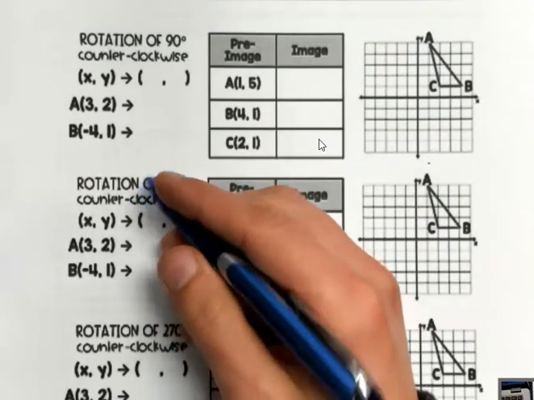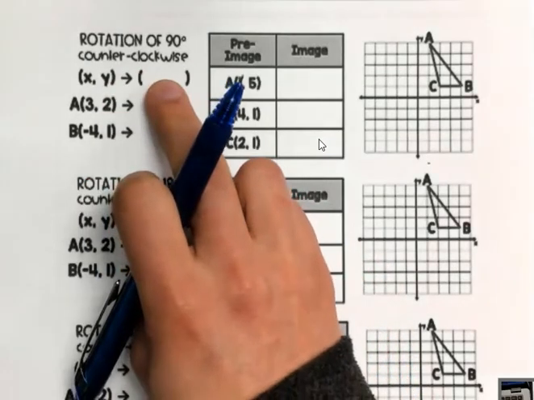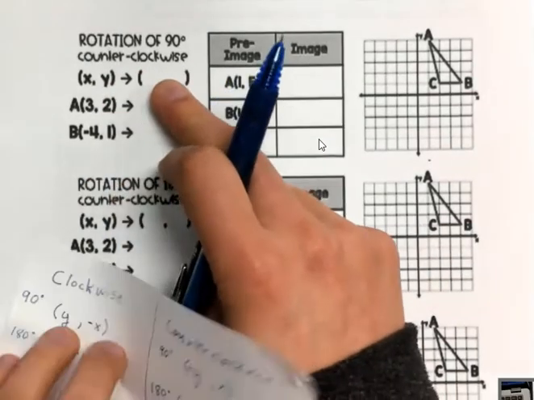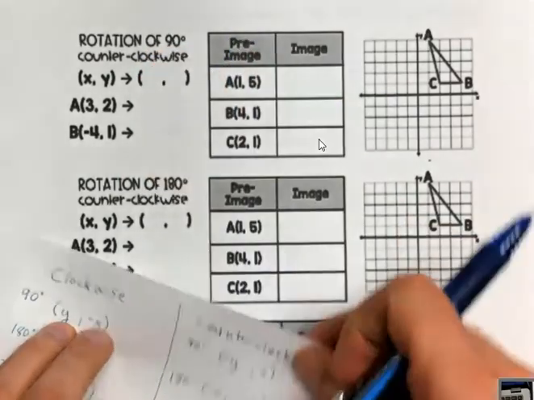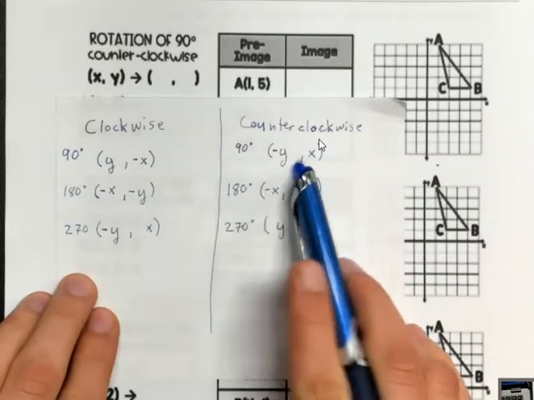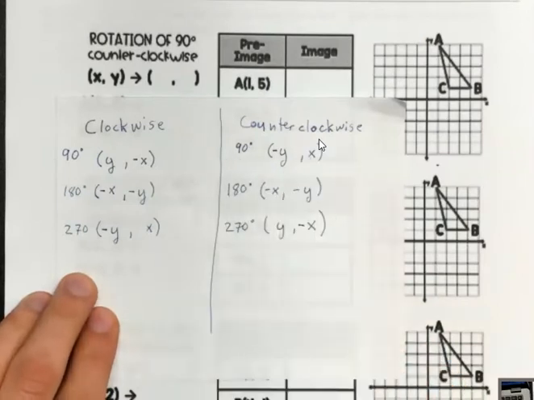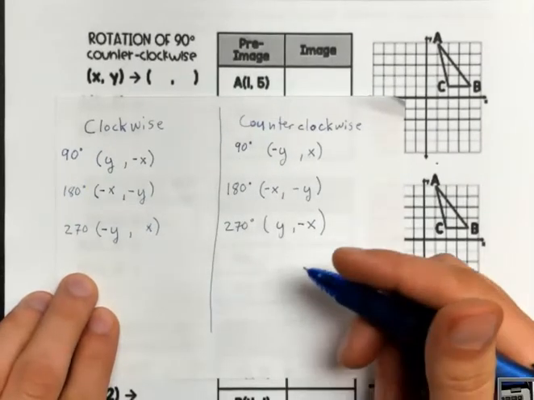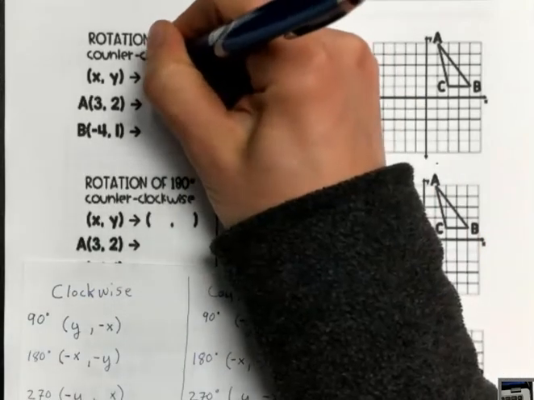So the first thing I'm going to do is, up here, write down my rules. So rotation of 90 degrees counterclockwise. I look at my chart, counterclockwise 90 degrees, and that says that I should have negative y, x. Negative y, x.